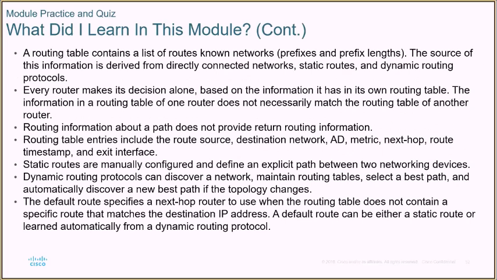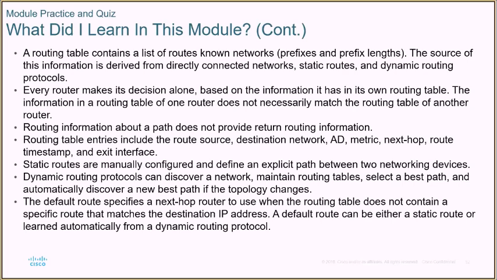Okay, a routing table contains a list of routes or known networks, so it's the prefix and prefix lengths. The source of this information is derived from either directly connected networks, static routes, or dynamic routing protocols. Every router makes its decision alone based on the information it has in its own routing table. The information in a routing table of one router does not necessarily match the routing table of another router. Routing information about a path does not provide return routing information.